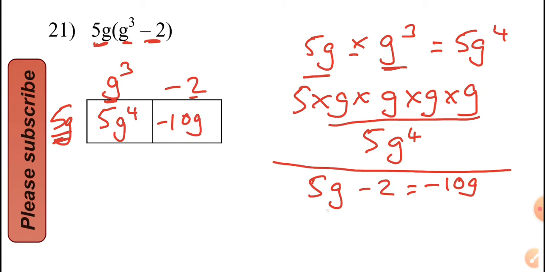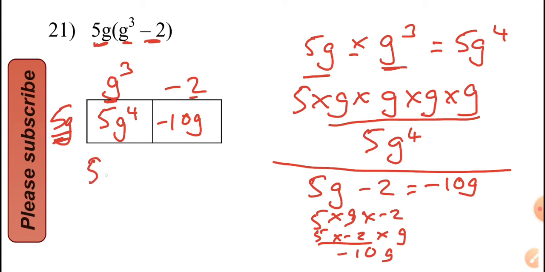So how do you get minus 10g? Well, if you look at it, it means 5 times g times minus 2, which I could just write as 5 times minus 2 times g. Now what's 5 times minus 2? It's minus 10 times g is minus 10g. So the final answer is going to be 5g to the power of 4 minus 10g.